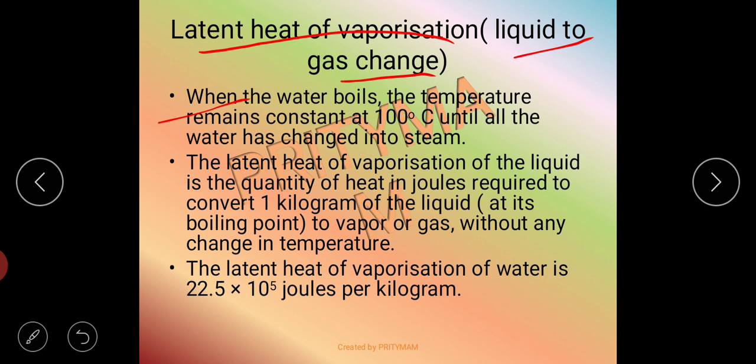The latent heat of vaporization of a liquid is the quantity of heat in joules required to convert 1 kilogram of a liquid at its boiling point to vapor or gas without any change in the temperature.